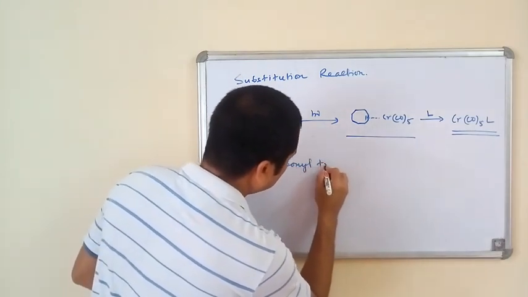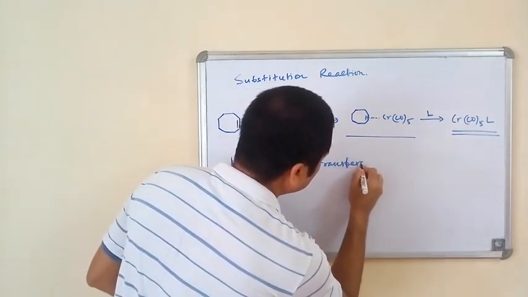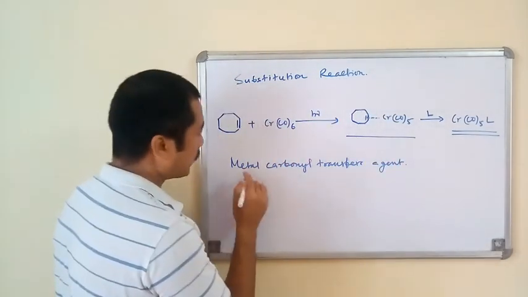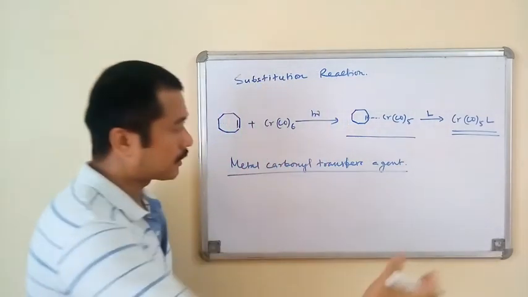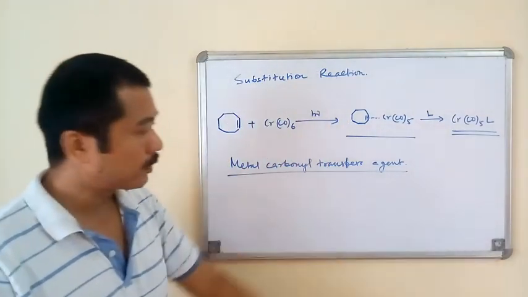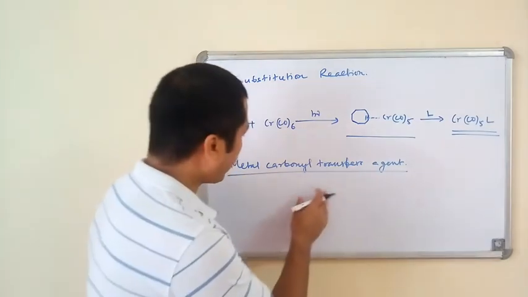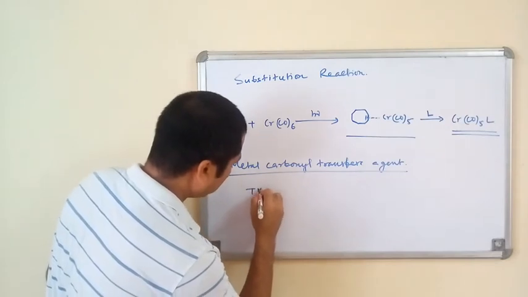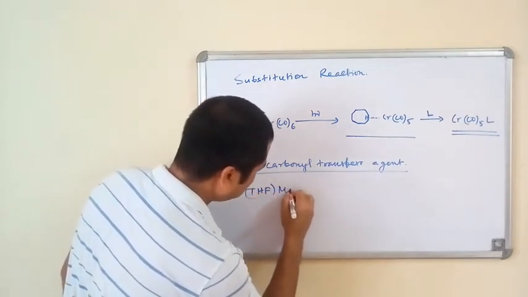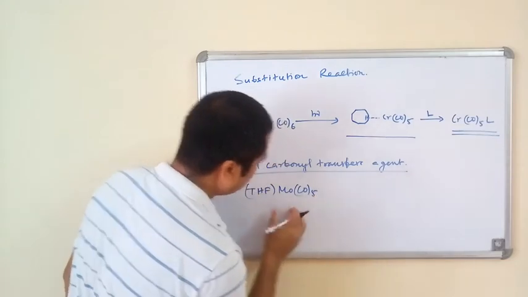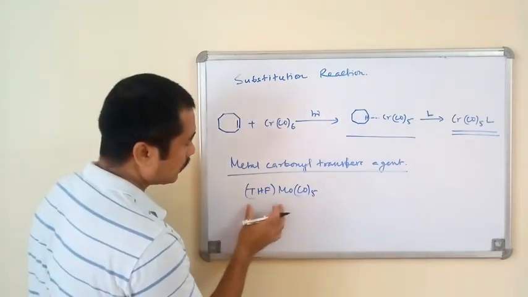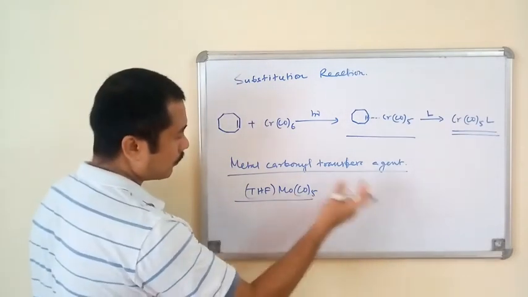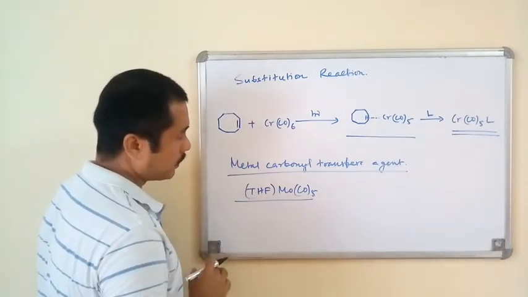So one typically transfers agent. So one prepares the metal carbonyl transfer agents and then reacts them with their ligands to produce desired metal complexes. And other examples of such metal carbonyl transfer agents are THF, MoCO5. So when you reflux MoCO6 in THF, then you produce this transfer agent where one carbonyl ligand is replaced by the labile THF ligand.